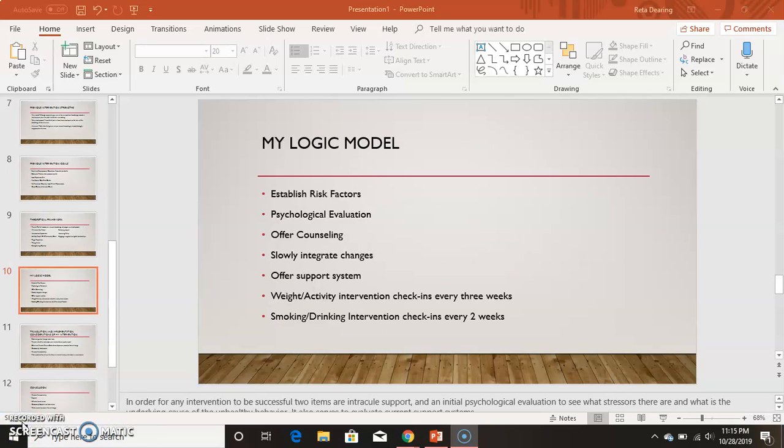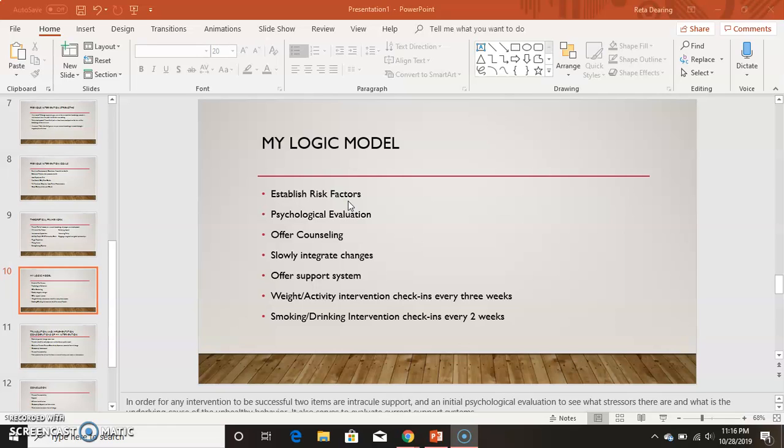And now it's time to discuss my logic model for my intervention involving heart disease. The first thing we would do would be to establish risk factors and see if the participants in the intervention are having issues with weight loss, if they have an unhealthy diet, if they smoke, if they drink, if they have a sedentary lifestyle, if they don't exercise, or if it's a combination of those things. The next thing we would do would have a psychological evaluation where we see what their X factor is, what's causing them to partake in these behaviors.